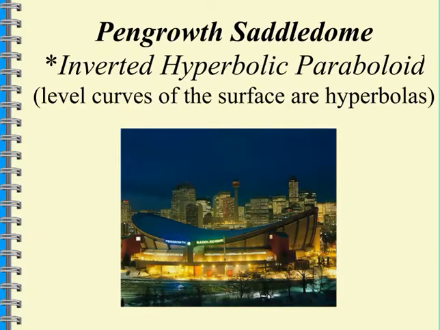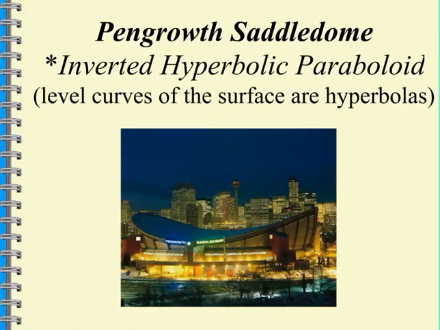And then last but not least, the Pengrowth Saddledome. This is actually located in Calgary, and it is an inverted hyperbolic paraboloid. Basically what that means is that the level curves of the surface are hyperbolas. This is a picture of what the Saddledome looks like. I think it's kind of like an arena, but it's not, you'll see. Anyway, that's an inverted hyperbolic paraboloid.